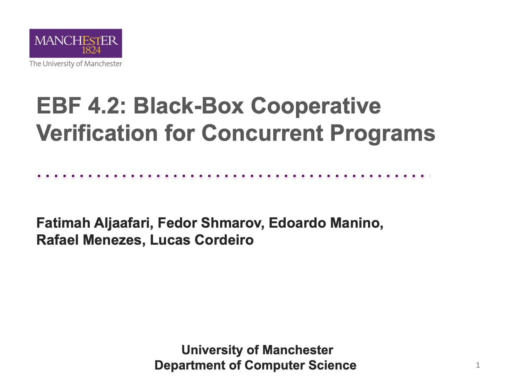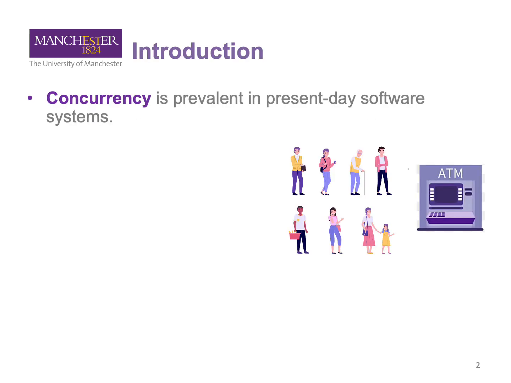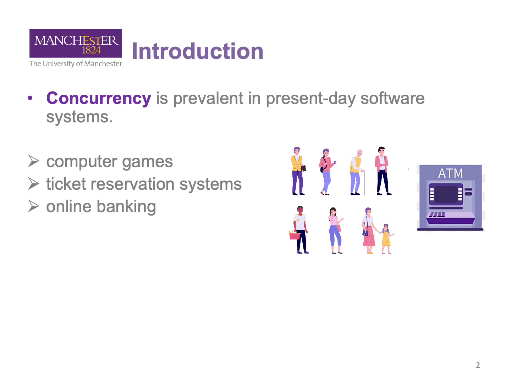In this talk, we present EBF 4.2, a tool implementing black box cooperative verification approach for concurrent programs. Concurrency is prevalent in many present-day software systems. Examples of such software include computer games, ticket reservation systems, online banking, autopilots, and many others.